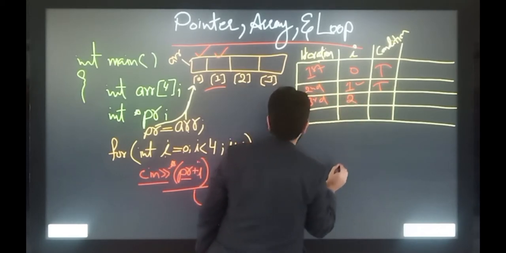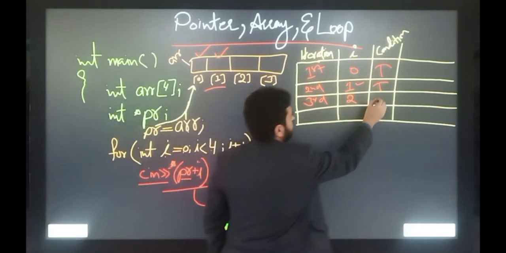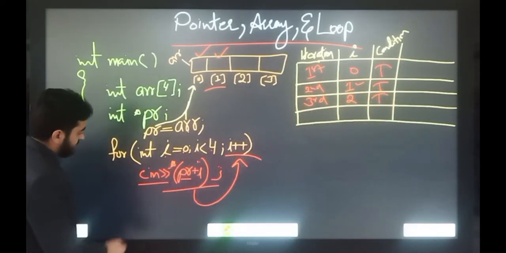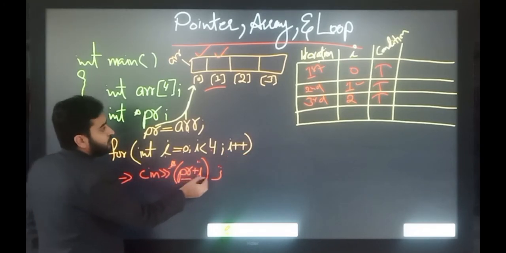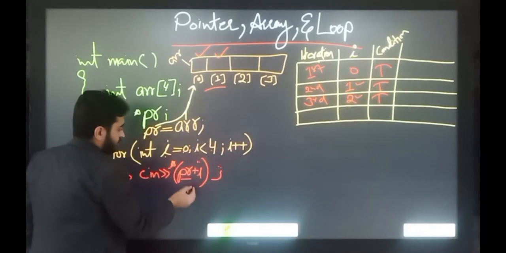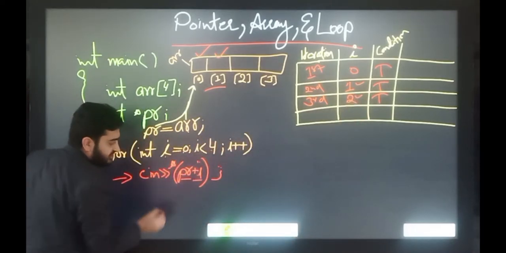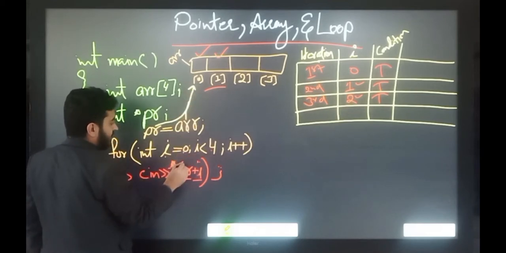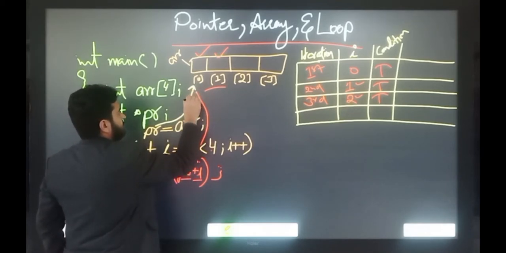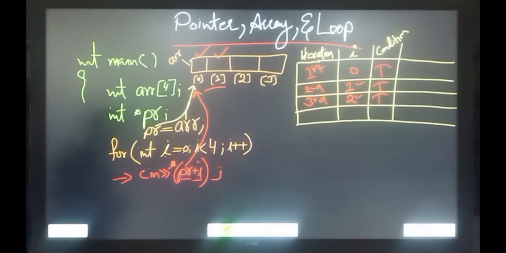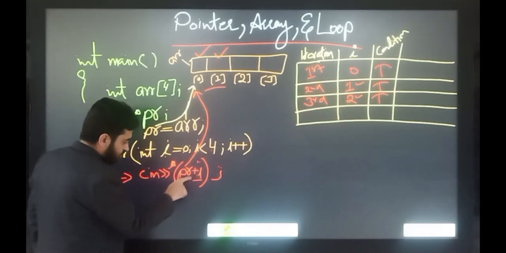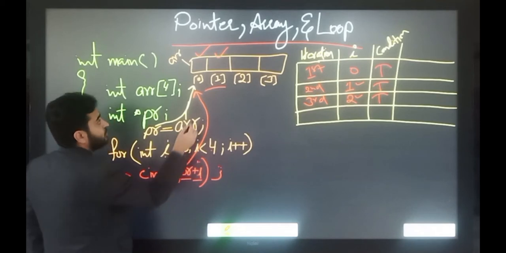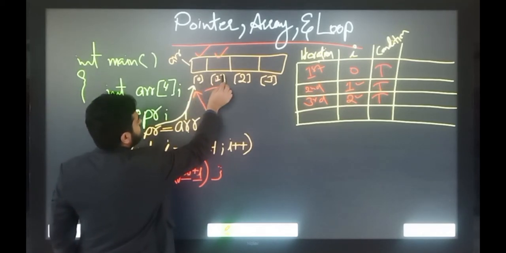So I will become 2, and 2 is less than 4, yes, the condition will become true, and then the cin statement will be executed. So here I has value now 2. So 2 will be added to the address inside the PR. So PR, actually, let me clear it, PR is pointing to the first element of the array, okay? So in the second iteration I has value 2, so 2 will be added to the address inside the PR. So it means that we are incrementing the address by 2.